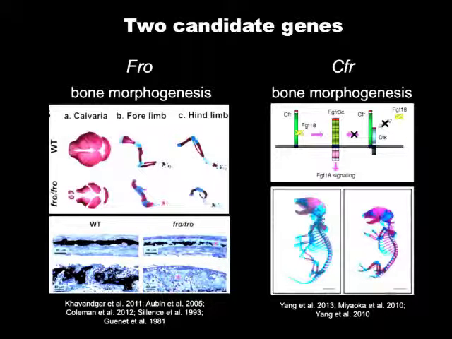We know some morphologies. So here's a normal mouse hind limb. This is a fro knockout. Okay, so it's got really squished up thin bones. Look, that's a curvy baculum. Can't you see it? Right?